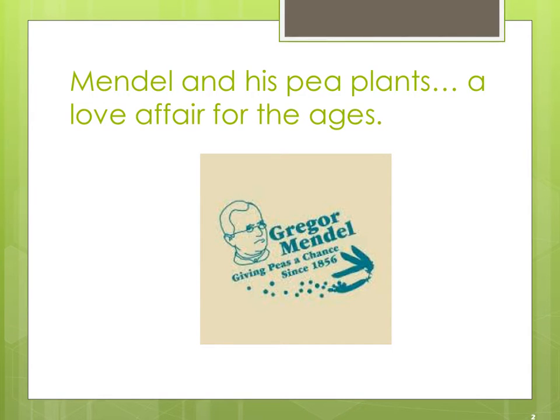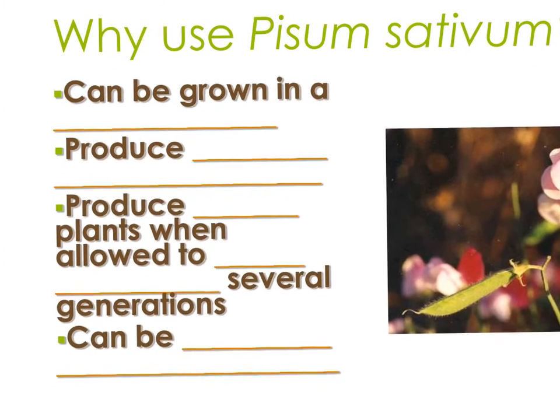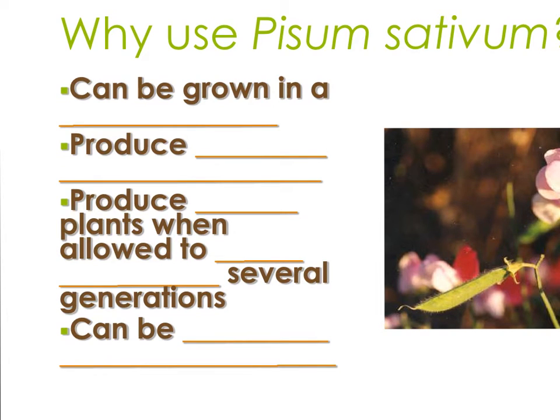So we're going to talk about Mendel and his love for his pea plants. He used the typical garden pea. The genus species name of it is Pisum sativum. And the reason he did this, you remember from your reading, is that it can be grown in a small area. If you watched the video last night, you saw how tiny his garden actually was. They produce lots of offspring. The offspring of a pea plant is the actual pea. And you know, peas come in pods, and there's more than one pea in a pod. So they have lots of offspring.